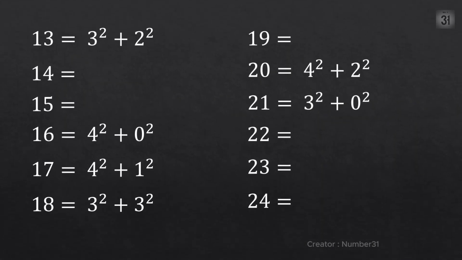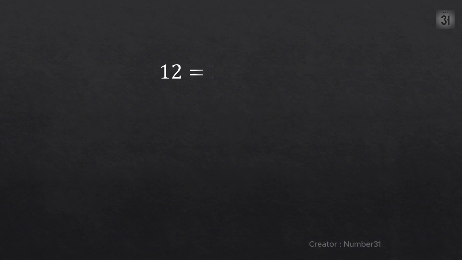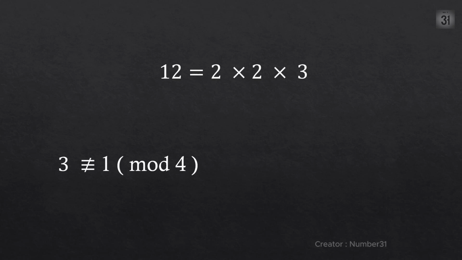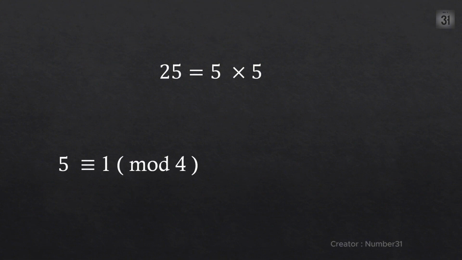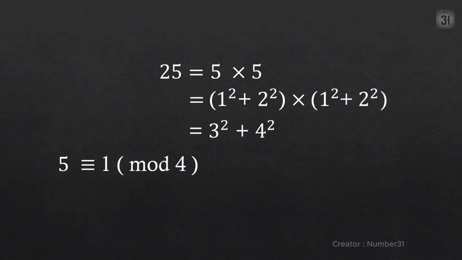Let's quickly look at some smaller numbers. For 12, its factors are 2 times 2 times 3. They are all prime numbers, but 3 doesn't meet the necessary condition. So, 12 cannot be expressed as the sum of two squares. What about 18? Since its prime factor 3 appears twice, it can be expressed as the sum of two squares. There are 2 possible sums of two squares for 25. From here, we can gain a deeper understanding of how it works.